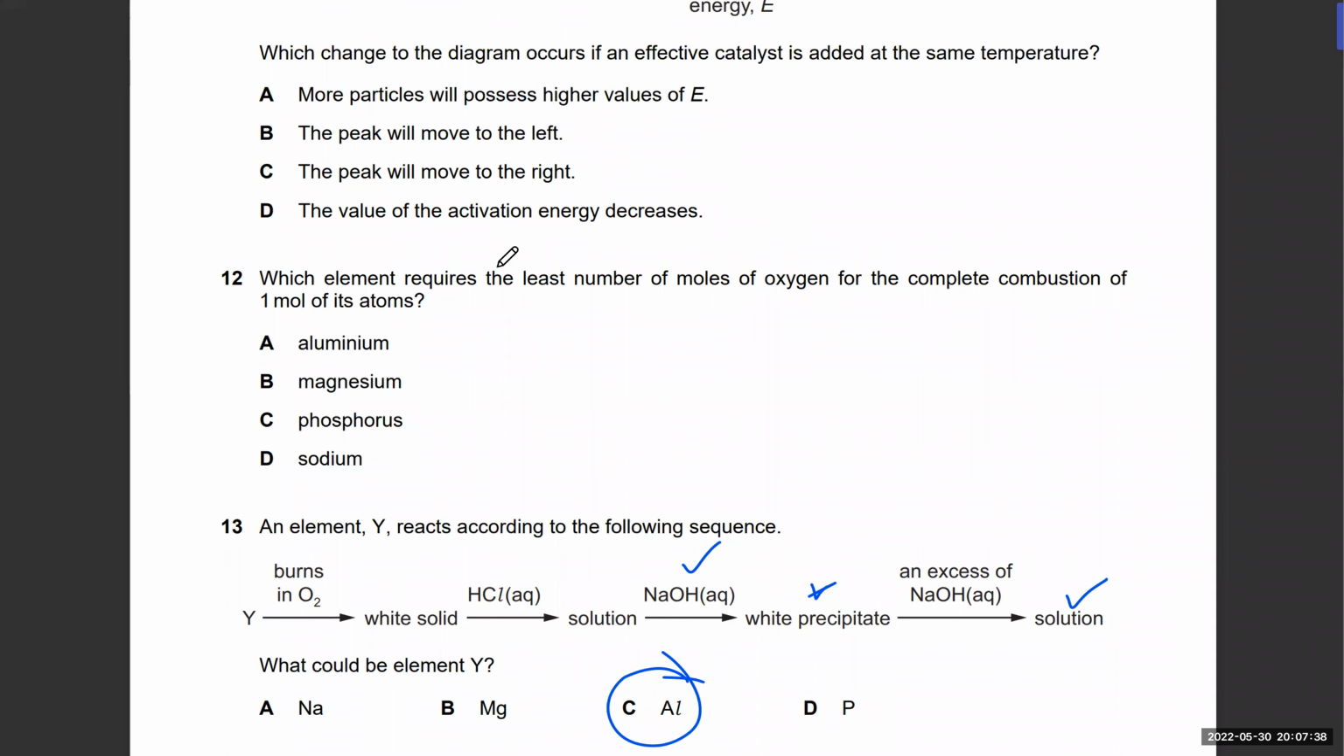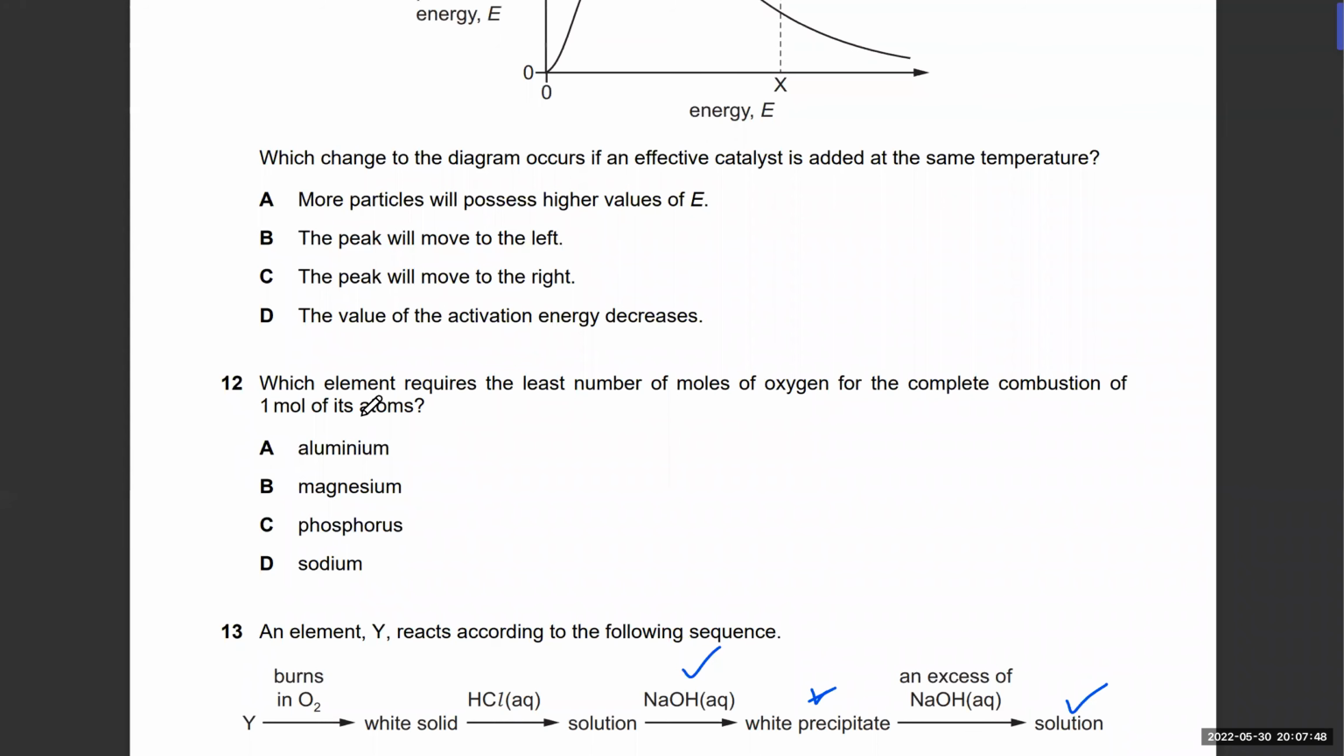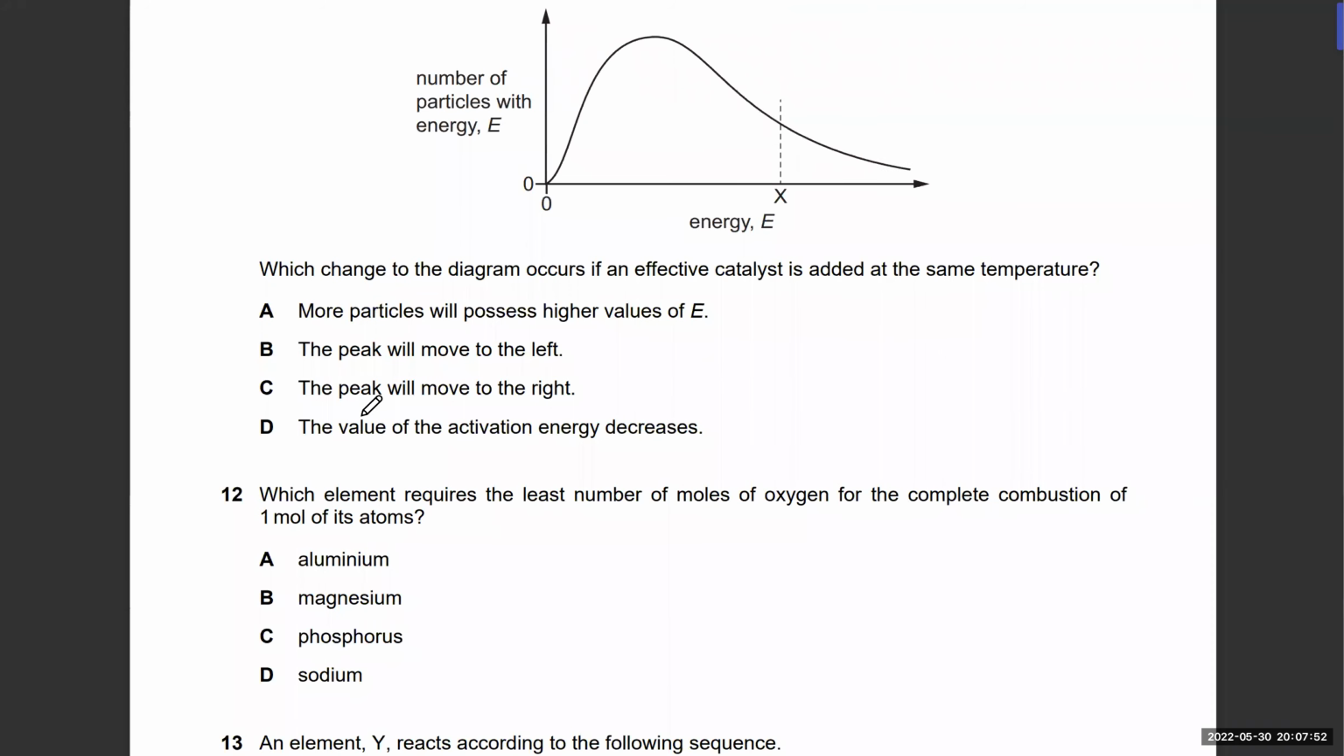So anyways, next one is which element requires the least number of moles of oxygen for the complete combustion of 1 mole of its atoms? You can just make a balanced equation for this. It's probably going to be sodium, because if you make an equation with sodium, it forms sodium oxide. If you try to balance it, this has to be doubled and this has to be 4Na. But he's talking about 1 mole of its atoms. So the sodium has to be made 1 mole, so I'm going to divide everything by 4.